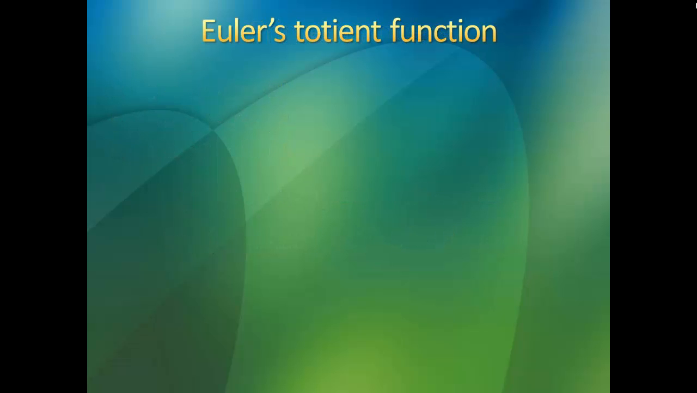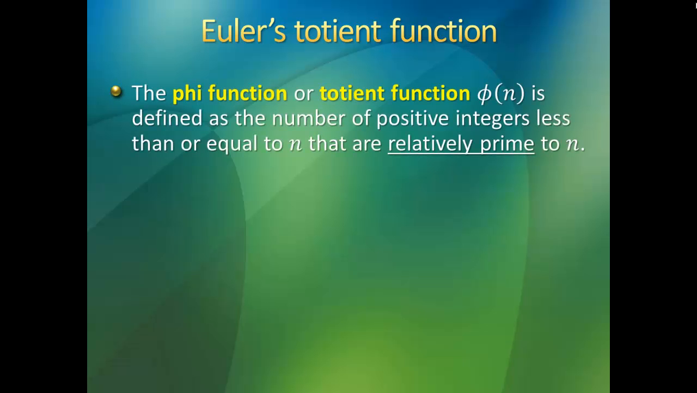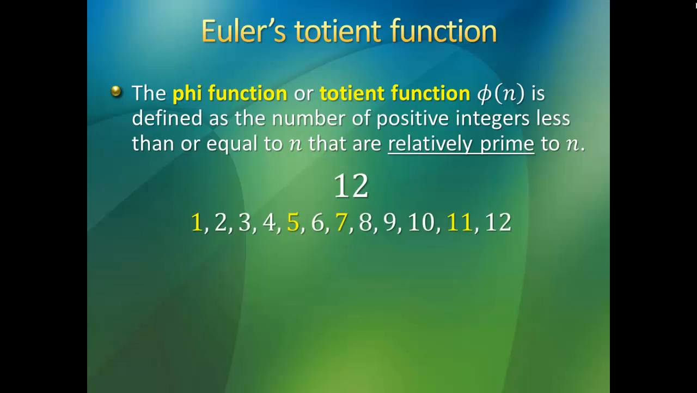Another useful thing that comes out of prime numbers is a discovery of Euler's called the phi function or totient function. Phi of n is defined as the number of positive integers less than or equal to n that are relatively prime to n. That is, the greatest common divisor is 1. So for instance, look at 12. The only numbers that are relatively prime to 12 are 1, 5, 7, and 11. That's 4 numbers total. So the Euler phi of 12 is 4.